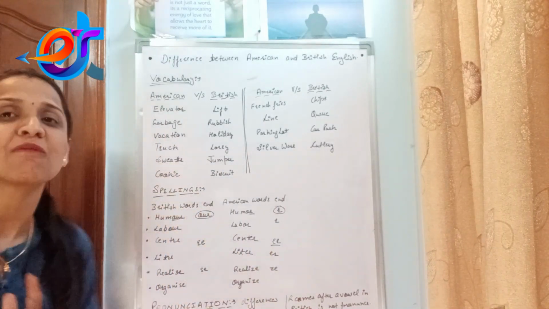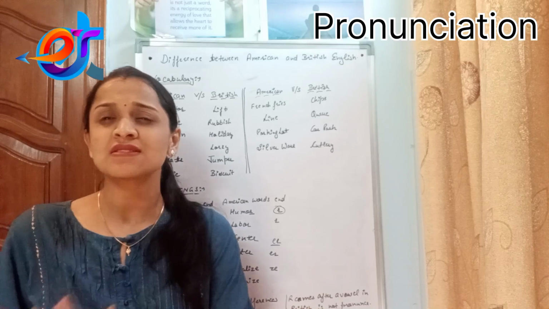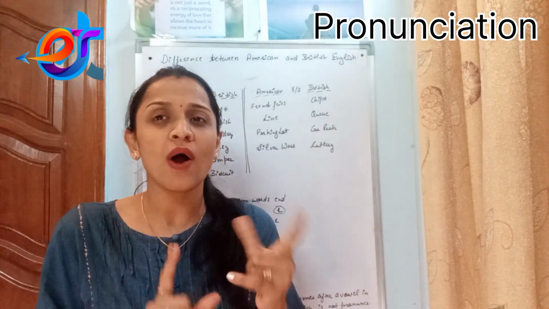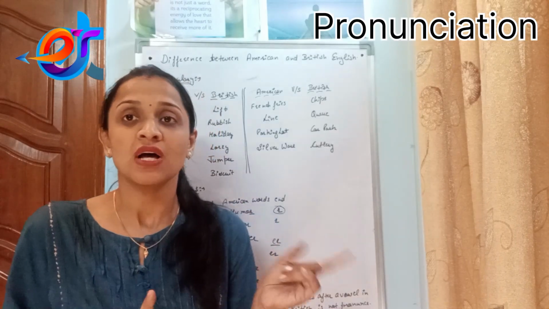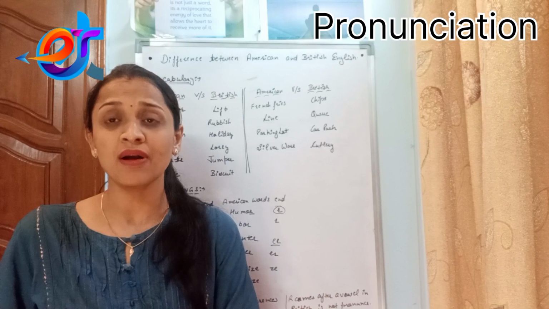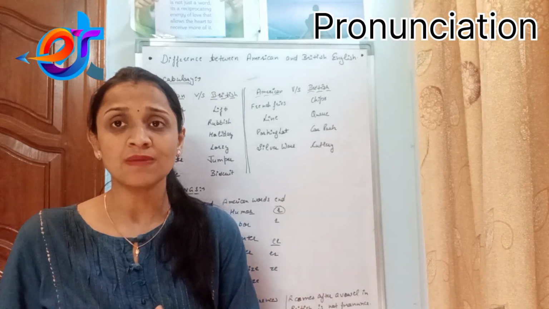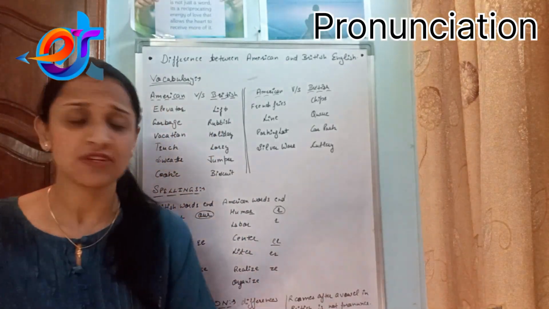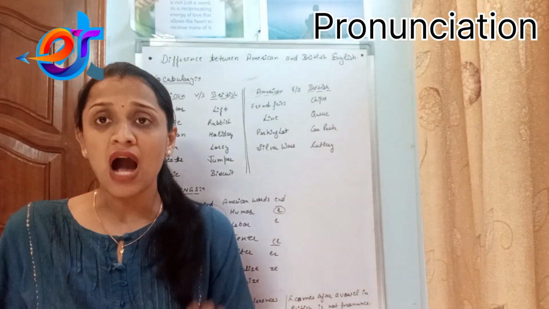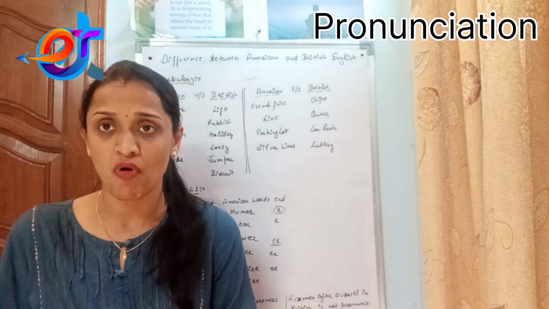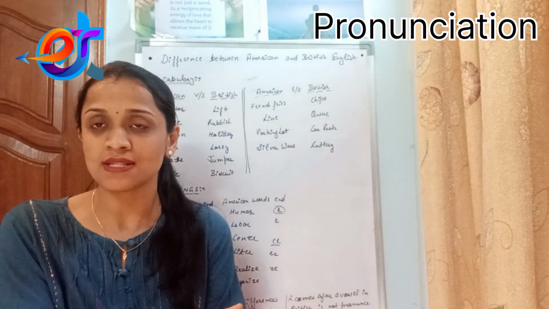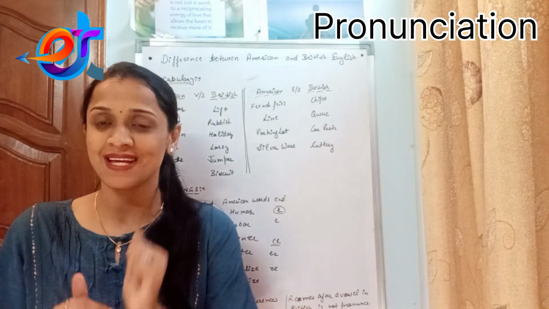We're going to talk about pronunciation. Pronunciation plays a very important part in speaking like a native speaker. Now, what is the difference between American and British? One thing you need to remember: when R comes after a vowel, in British English it is not pronounced. In American English it is pronounced.